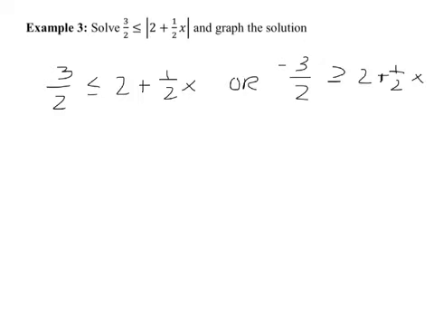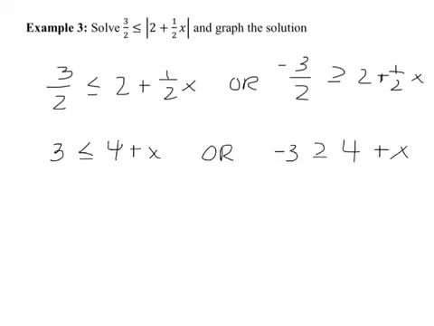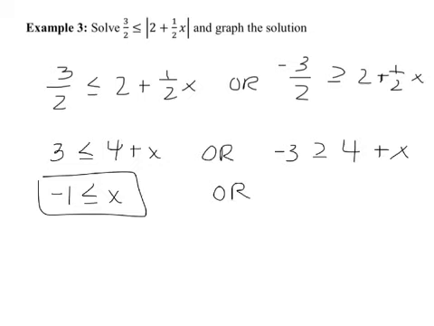I would multiply everything by 2 to make this easier, yielding 3 less than or equal to 4 plus x, or negative 3 greater than or equal to 4 plus x. Subtracting 4 in the first equation, we're going to get x greater than or equal to negative 1, or on the right-hand side, subtracting 4, we're going to get x less than or equal to negative 7. Well, it's an OR statement, so we know that the direction is going to split, but clearly both of these can't be true. It's either or.